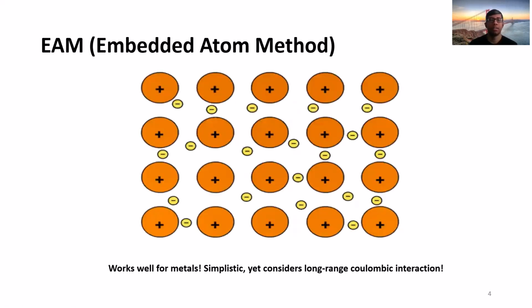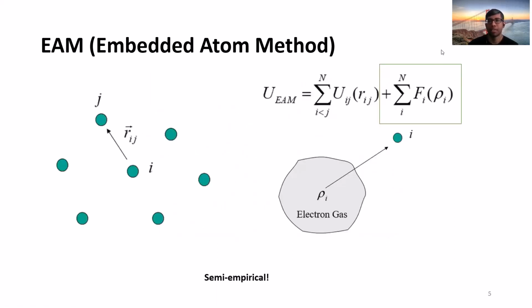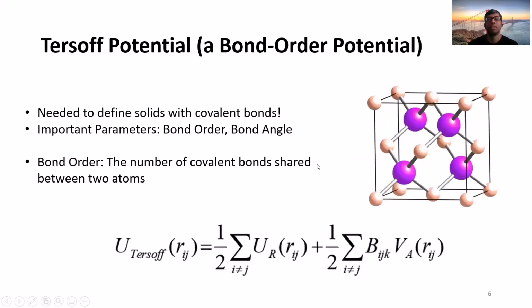As a flashback, as you can remember, the embedded atom model thinks as if the atoms are immersed in an ocean of electron density field. So aside from the simplistic definition of the force field or interatomic potential, we also have to include this electron gas density term in our definition. And now the Tersoff potential, which is also a very popular potential, is a bond order potential.